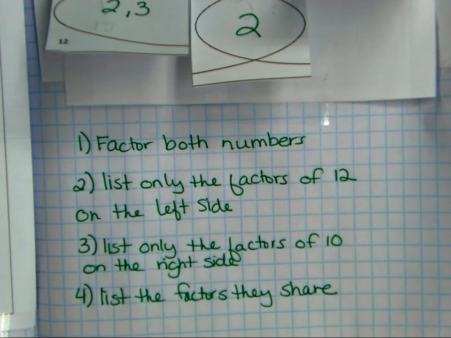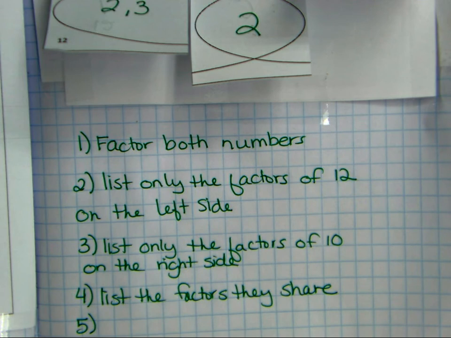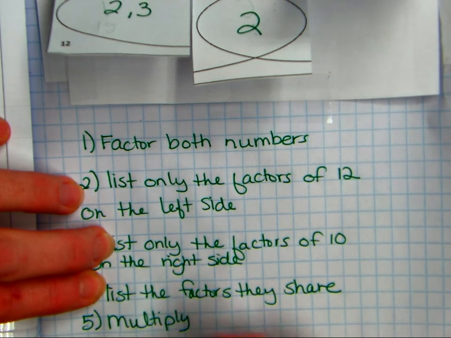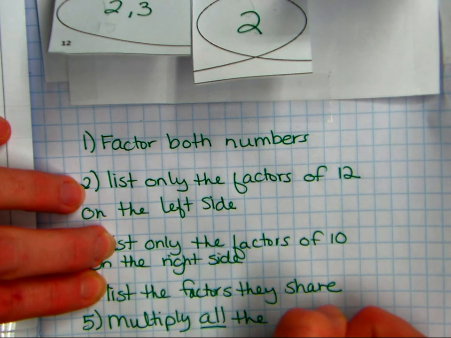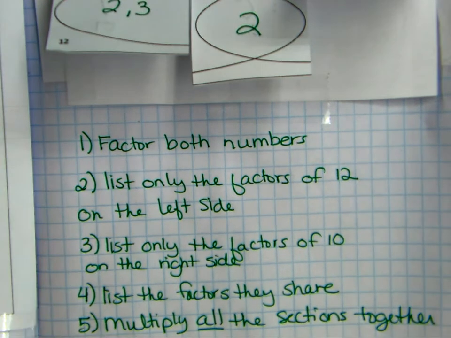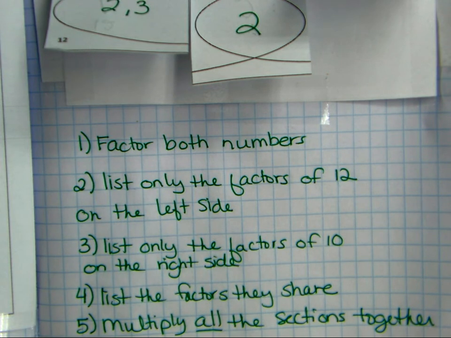So now that we've done that, what we're going to do now is end this all by multiplying all the sections together. Now, if you remember, this is very similar to when we did our greatest common factor piece. The difference here is that in greatest common factor, we multiplied what was in the center. In this case, we're going to multiply all the way across.